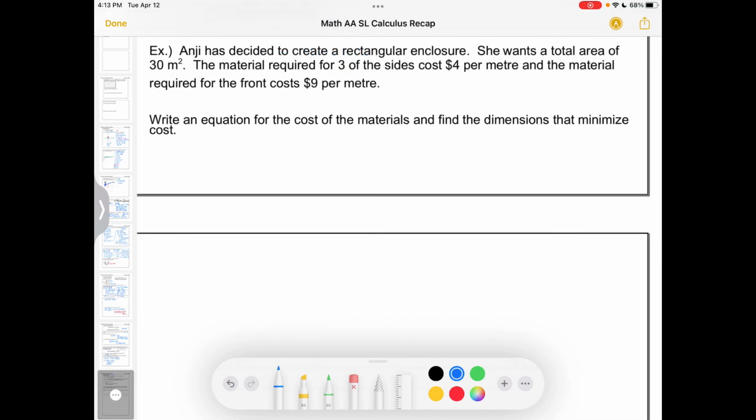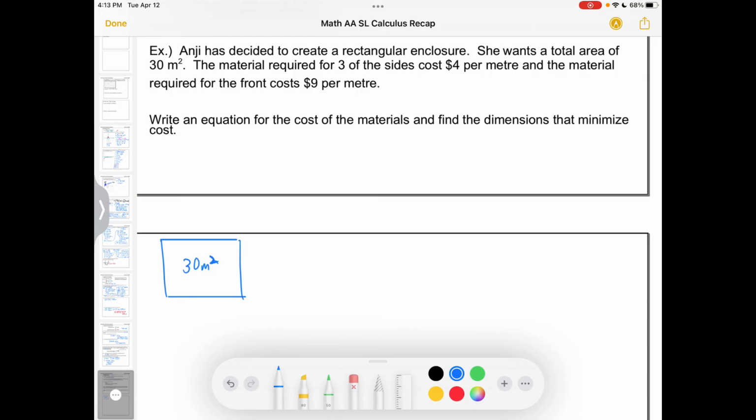Angie has decided to create a rectangular enclosure, as all people in math textbooks do. They love making fences. She wants a total area of 30 square meters. Okay, so let's draw this here. She's got a rectangular enclosure, and she's got to be 30 square meters. Okay, and she knows that the cost for 3 of the sides is $4 per meter, and the material required for the fancy front is $9 per meter. Write an equation for the cost of the materials and find the dimensions that minimize this cost.